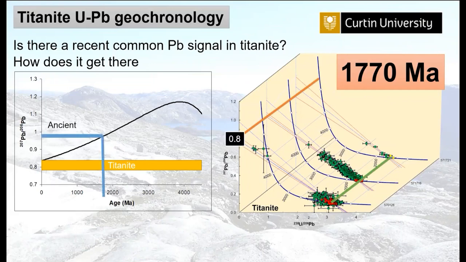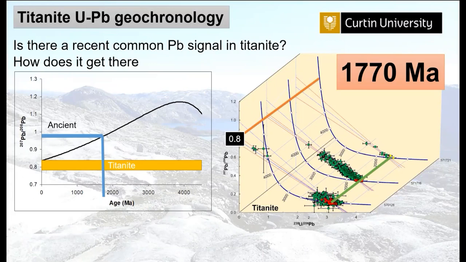Now, the reason that's kind of interesting is that if we have our normal lead models, this is a Stacey-Kramers lead model, which I guess Jana will probably talk about some of the different lead models. But this lead model predicts that for titanite of 1770 Ma age, we would expect to be getting a 207/206 ratio of around 1.